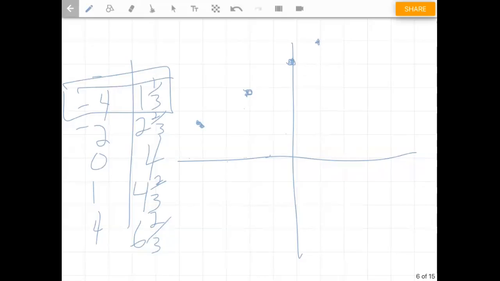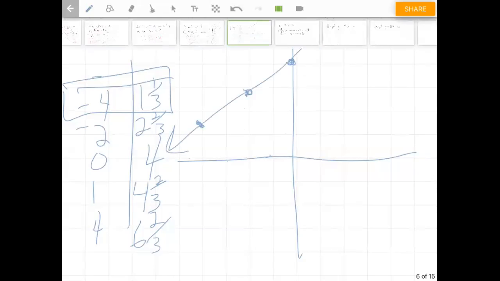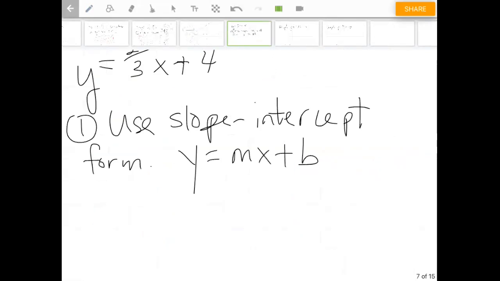But you can see that these points, if I connect them, they make a nice line, which it should because this is a linear equation. So one way to graph is to make a table. Another way to graph is to use slope-intercept form. So this is often easier than making a table if you understand how to use slope-intercept form.